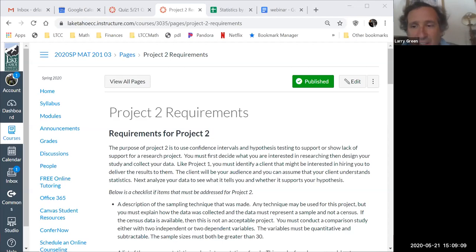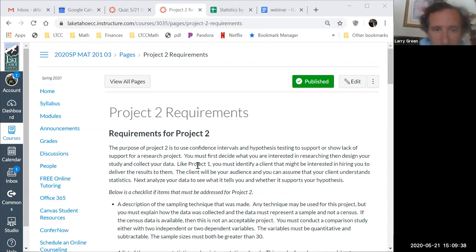Project 2's content is totally different than project 1. That's a big note. Don't do project 1 again. Okay, it'll be very bad for you grade-wise. The whole point of project 2 is a hypothesis test and a confidence interval. And obviously that wasn't part of project 1 because we hadn't even gotten there yet, but we're there. Okay, so that's the main thing. It's all about confidence intervals and hypothesis tests.